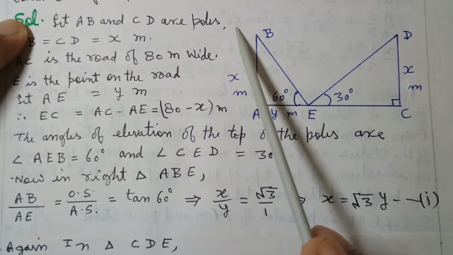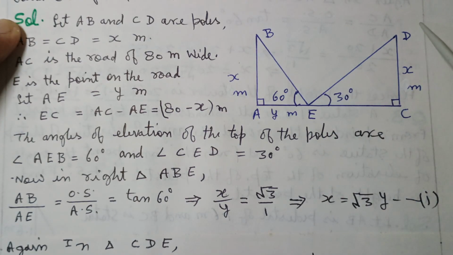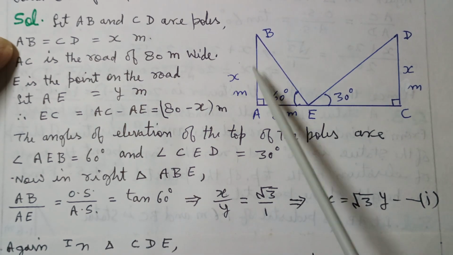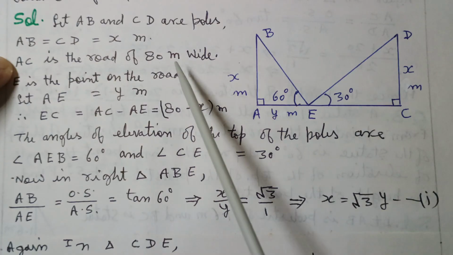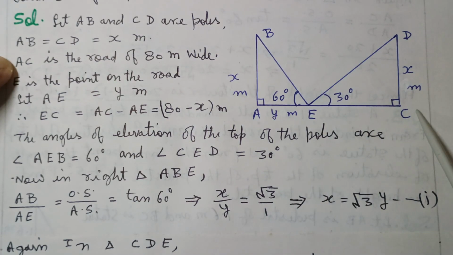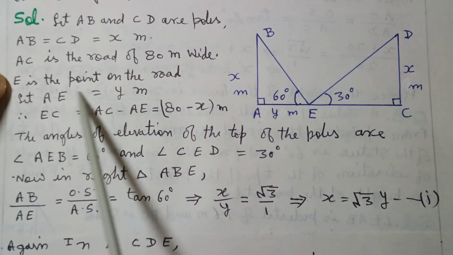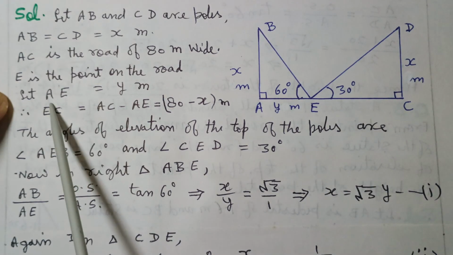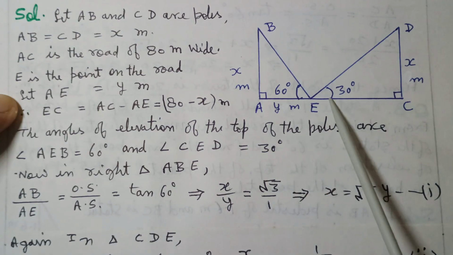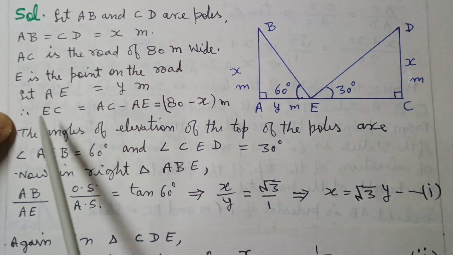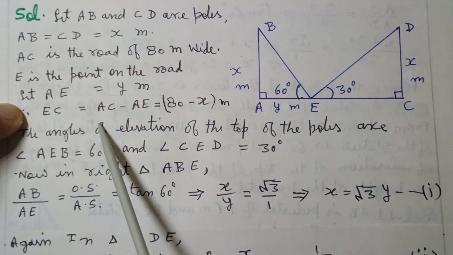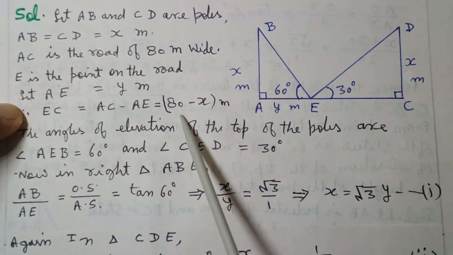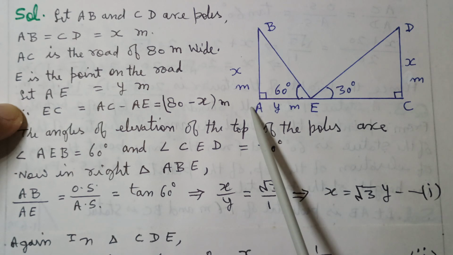Let AB and CD are poles. AB is equal to CD is equal to x meter. AC is the road of 80 meter wide. E is the point on the road. Let AE is equal to y meter. Therefore EC is equal to AC minus AE is equal to 80 minus y meter.